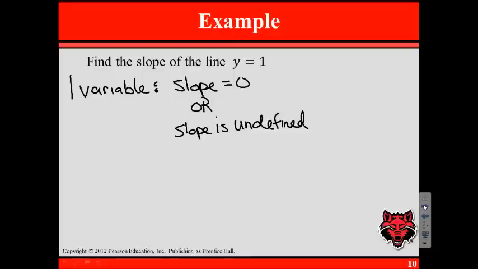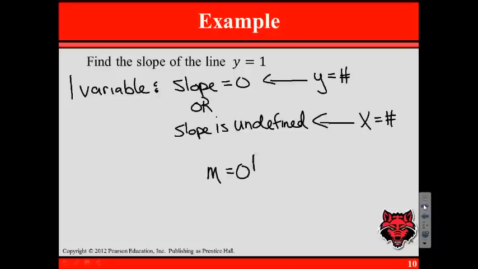Here's how we know. The slope will be 0 if we have y equals a number. The slope will be undefined if we have x equals a number. Remember that this is the case where we only have one variable. And so if you have x and y in the original equation, this won't work. But since we started with one variable, and that variable was y, the slope, m, will equal 0. And this will always be true.